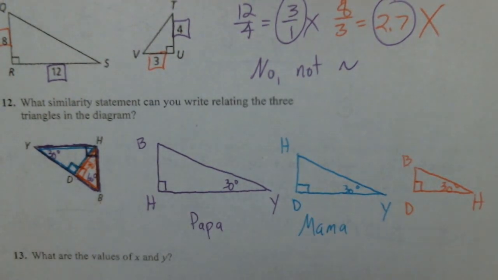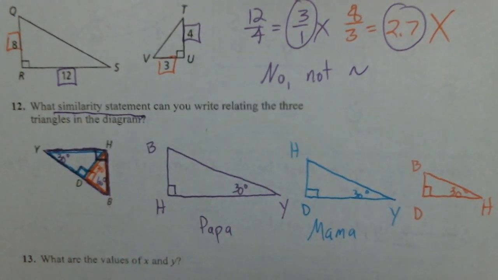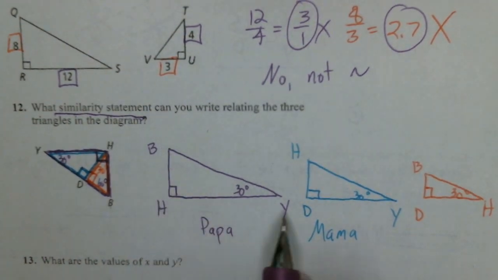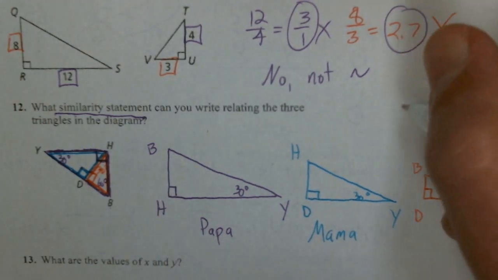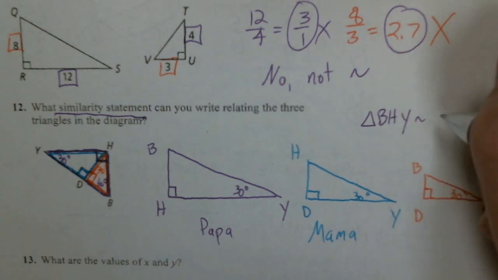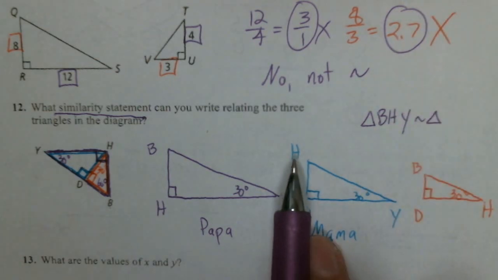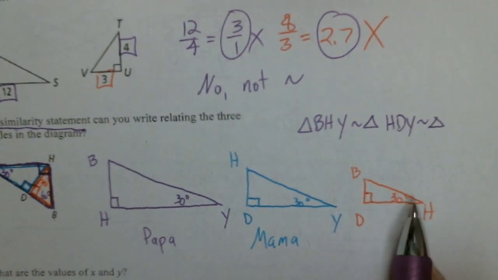The whole point of doing all this stuff is so we can write a similarity statement. I'm going to choose to go BHY. I'm going to go top, bottom, right. Top, bottom, right. So my similarity statement will be triangle BHY is similar to triangle HDY is similar to triangle BDH.